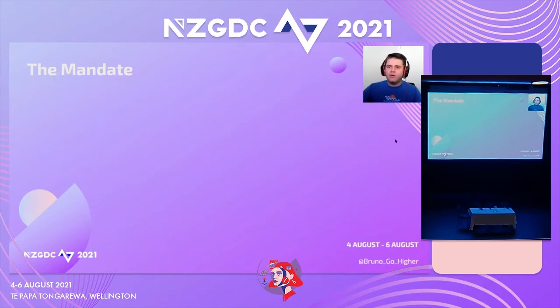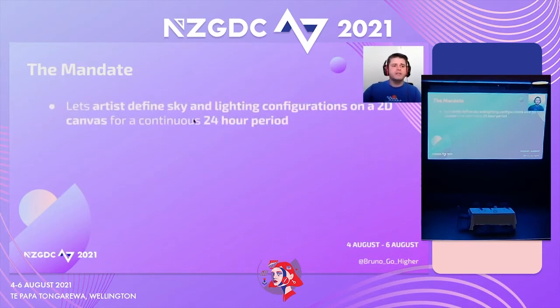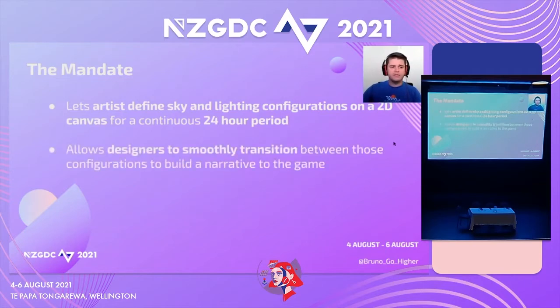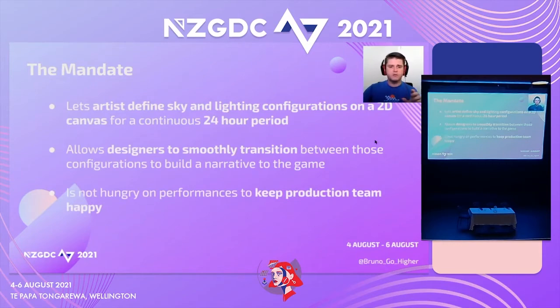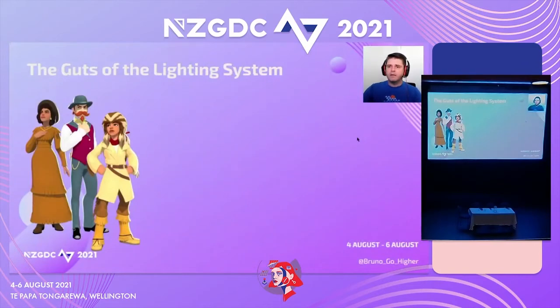When we build this system, we need to build a system that lets artists define sky and lighting configuration on a 2D canvas for a 24-hour period. It also needs to allow designers to smoothly transition between those configurations to build a narrative to the game. And also it needs to be not too hungry, so we keep the team production happy. Now let's dive into the meaty stuff, and let me present to you what solution we came up with.